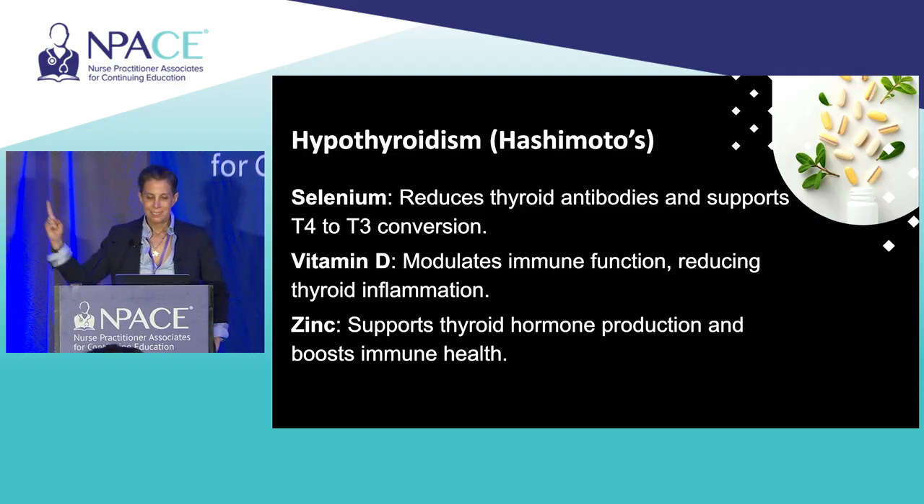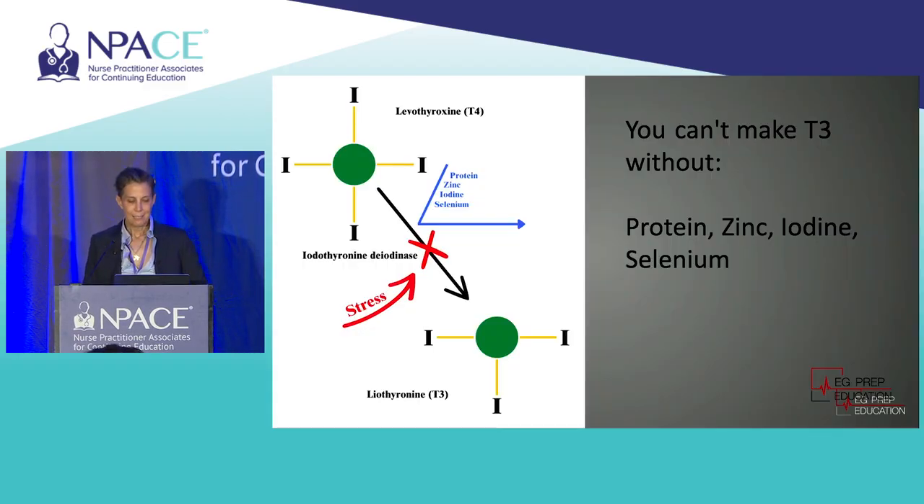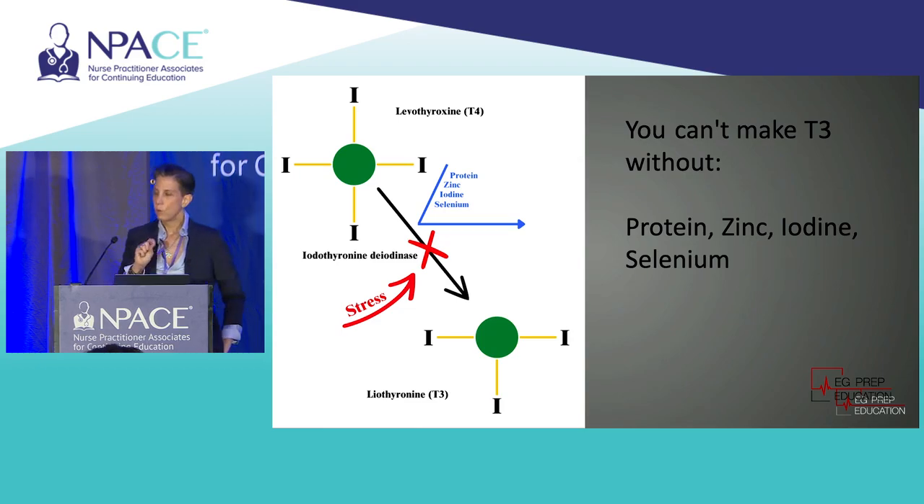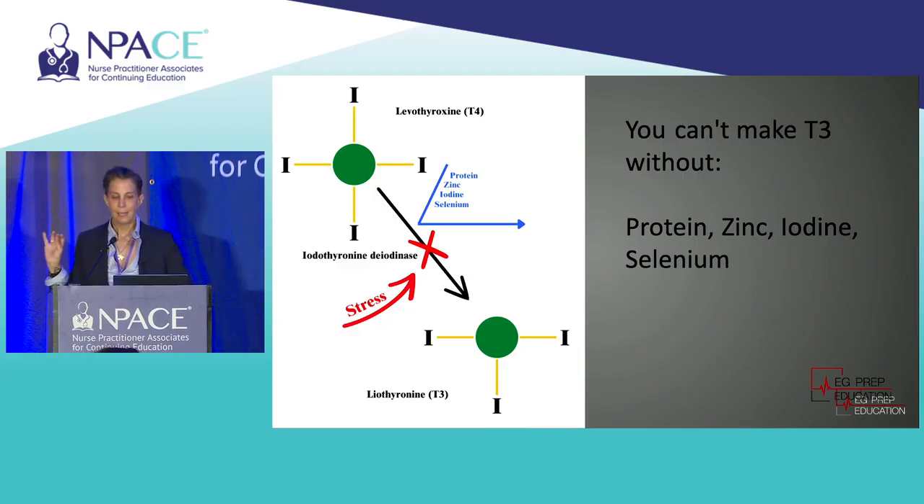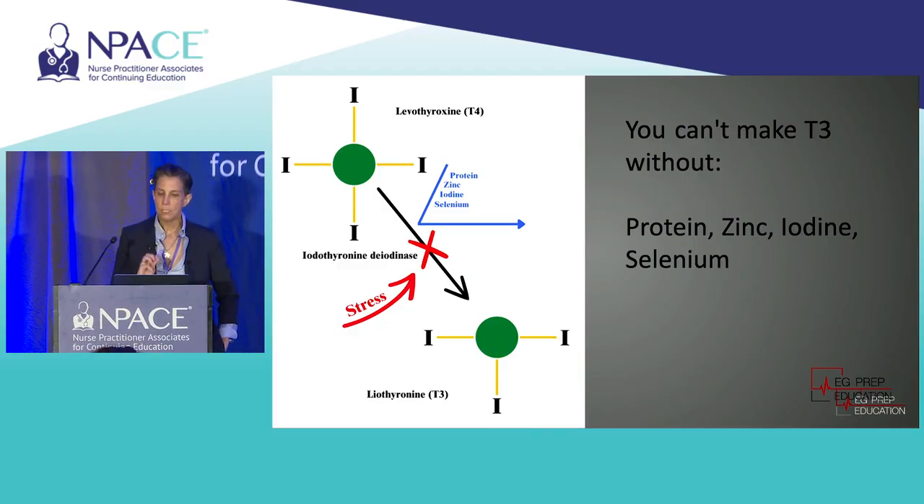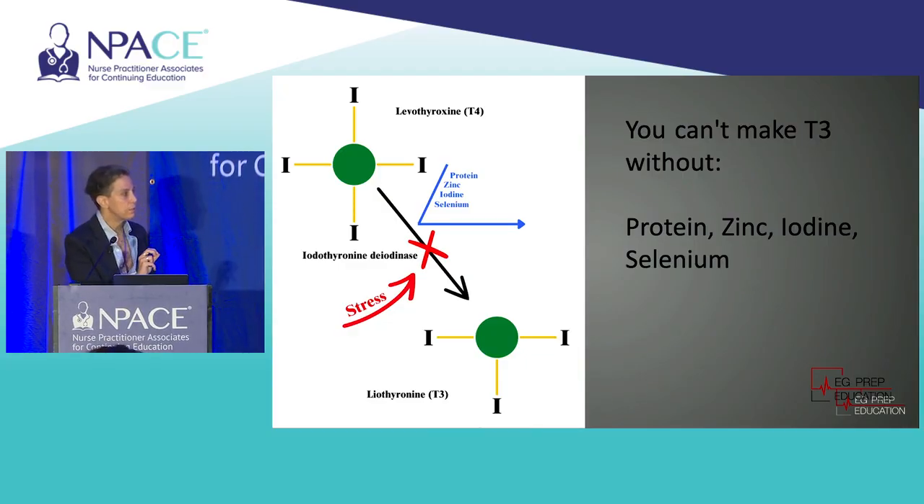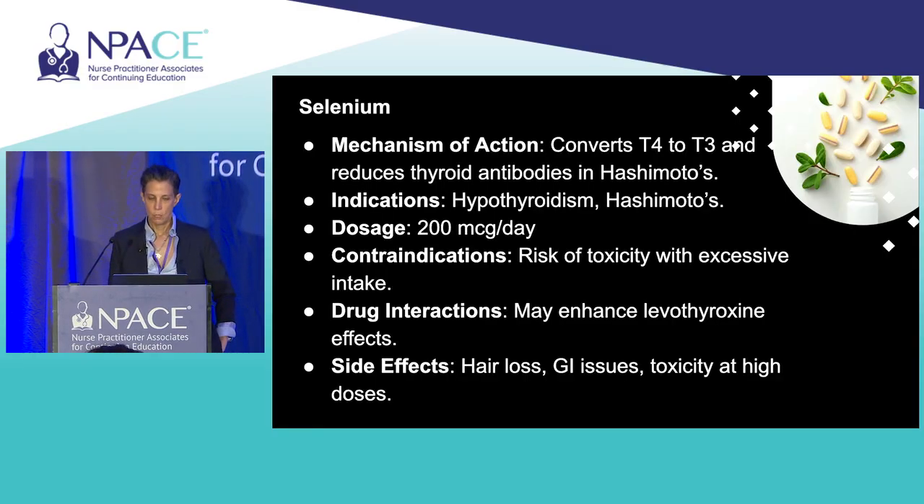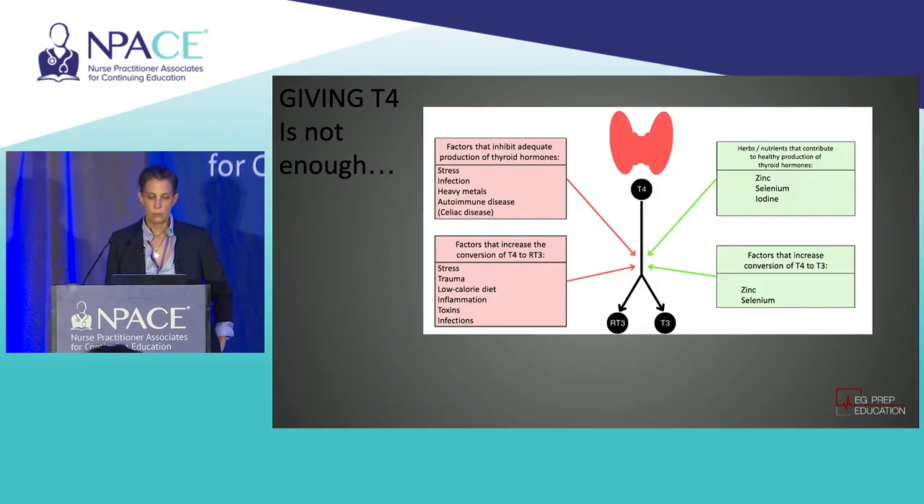Hashimoto's, I'm going to show you this. Selenium, vitamin D, and zinc. I just want to show you this. T4 to T3, the active form. What do you need? Protein in your food, zinc, iodine, selenium. You don't have these three, you are not converting T4 to T3. It's simply not happening, and then you're walking around feeling sluggish. And this is the mechanism of action for each one.